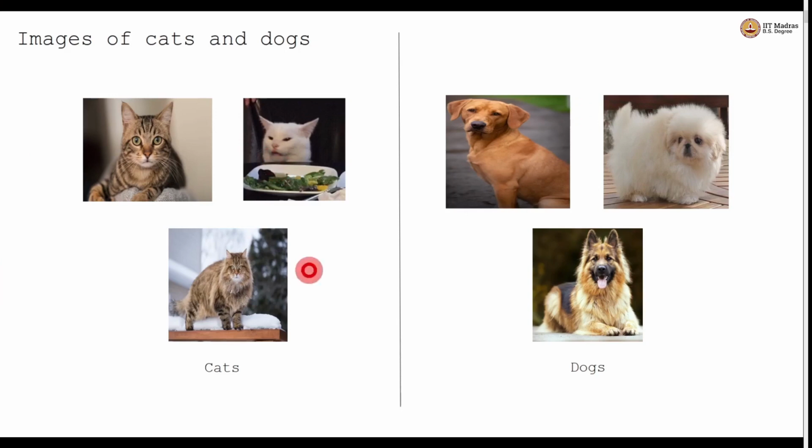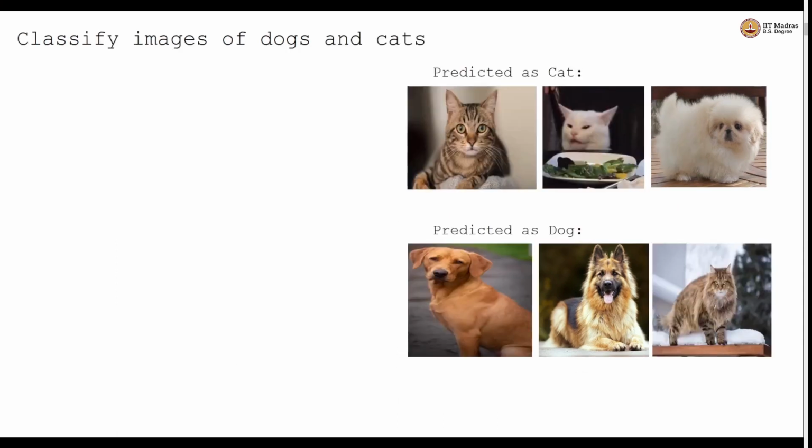On the left side we have 3 images of cats, and on the right side we have 3 images of dogs. Now that we have established this, let us see what our model says regarding the labels of these images. We can see that our model has predicted the first 2 images as cat, whereas the third image it has mistakenly labeled as a dog. Likewise, when it comes to the images of dogs, the first 2 are correctly predicted as a dog, whereas the third image is that of a cat, which is an incorrect prediction.